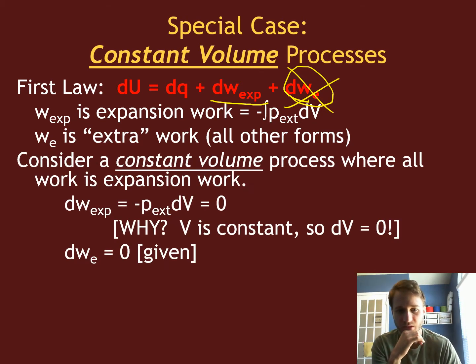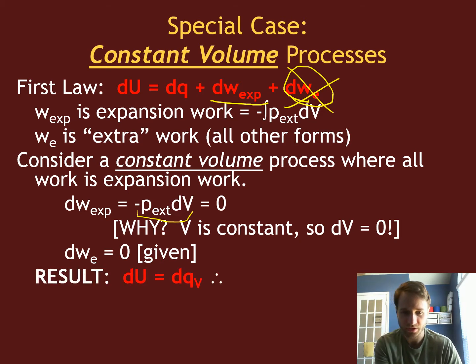So it's considered a constant volume process, right? Where, again, we're assuming there's no extra work, okay? Well, that expansion work is just related with minus P external dV, right? Derived that before, okay? Well, if there's no change in volume, constant volume, that means dV is equal to 0, so dW is equal to 0, right? So under these conditions, dU is just equal to dq under constant volume conditions, right?